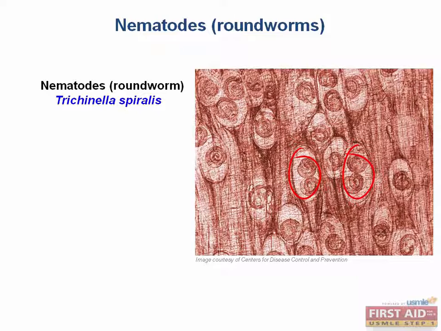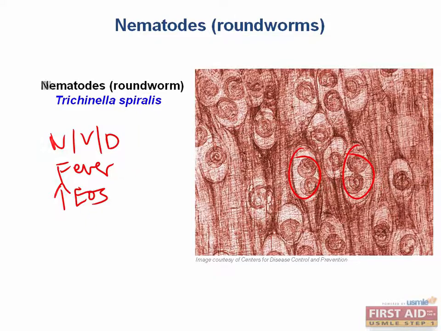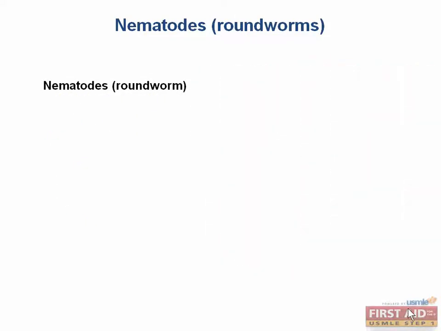In addition to GI symptoms such as nausea, vomiting, and diarrhea, you'll also see high fever and eosinophilia. And there is a particular finding in the head and neck region. Do you remember what it is? You will absolutely see this in your question stem, so don't forget that periorbital edema occurs as the migrating larvae reach peripheral tissues.